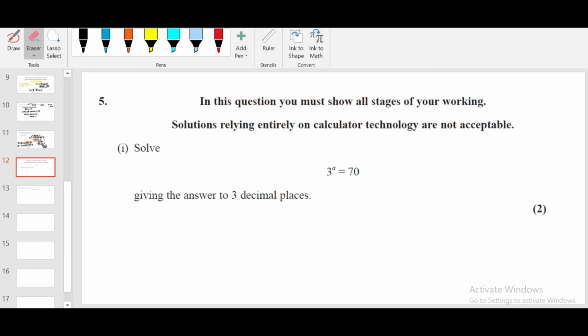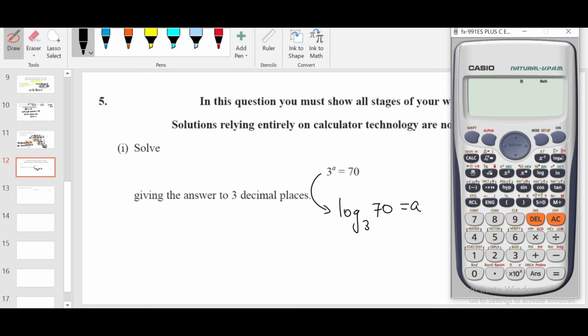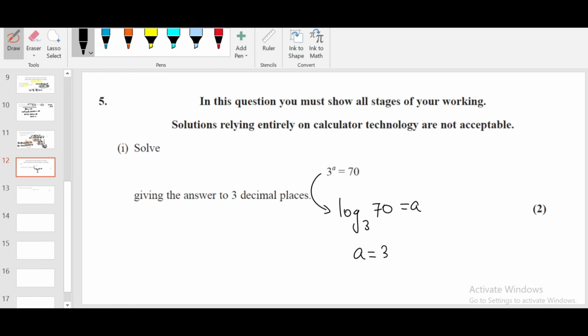Question number 5 now. It's a 2-mark question. Solve this, give your answer to 3 decimal places. Solve means you need to find the value of the unknown a. So rewrite this using logarithm. You can write it as log 70 to the base 3 is equal to a. So just put it in your calculator straight away. Log 70 to the base 3 is, they want the answer to 3 decimal places, 3.867. A is equal to 3.867. That's all. Let's move on to the next part of the question.